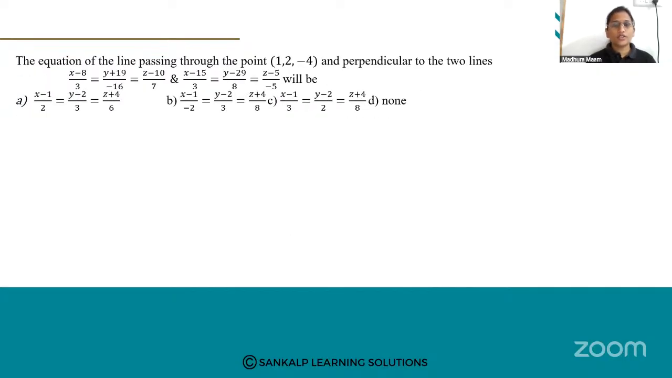Okay. So next question. Again, interesting question. ಸ್ವಲ್ಪ additional ಇದೆ. ಏನ್ ಹೇಳ್ತಾರೆ? We are going to use the results here. ಏನ್ ಹೇಳ್ತಾರೆ? The equation of a line passing through the point. ಓಕೆನಾ? ಸೊ ಕೇಳ್ತಾ ಇರೋ ಕ್ವೆಶನ್ ಏನು? Equation of a line passing through a point 1, 2, -4 and perpendicular to the two lines. And what are the two lines? X minus 8 by 3 equals to y plus 19 by 16 equals to z minus 10 by 7. And x minus 15 by 3 equals to y minus 29 by 8 equals to z minus 5 by -5 will be. ಸರಿನಾ?